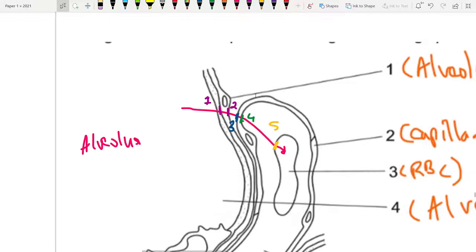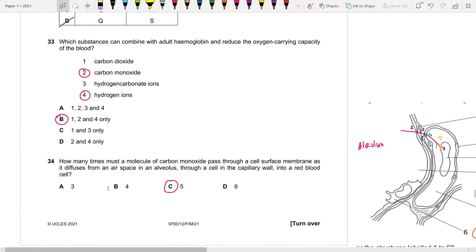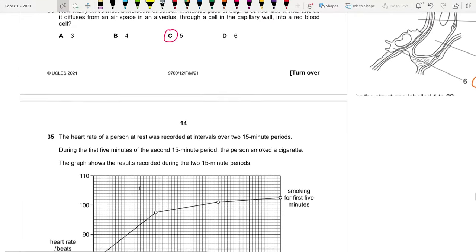So it's like this, okay. So for squamous epithelium twice, then the capillary endothelium twice, then the RBC membrane once. Get it? Okay. So there are variations of this question, so remember to do it carefully.